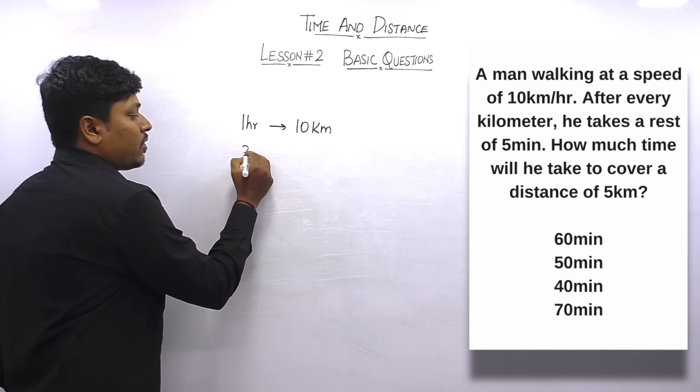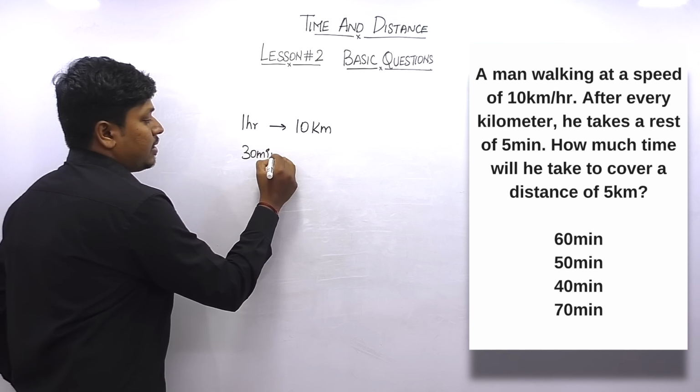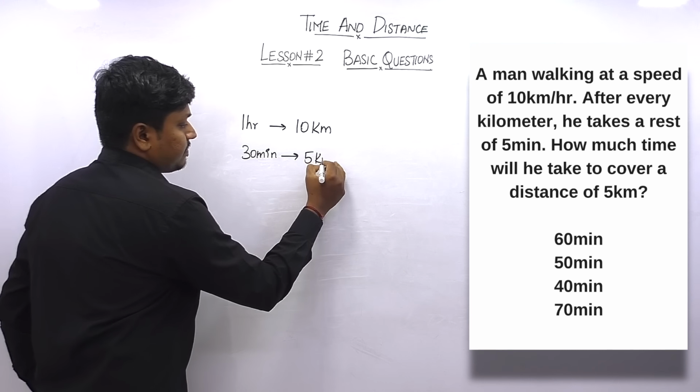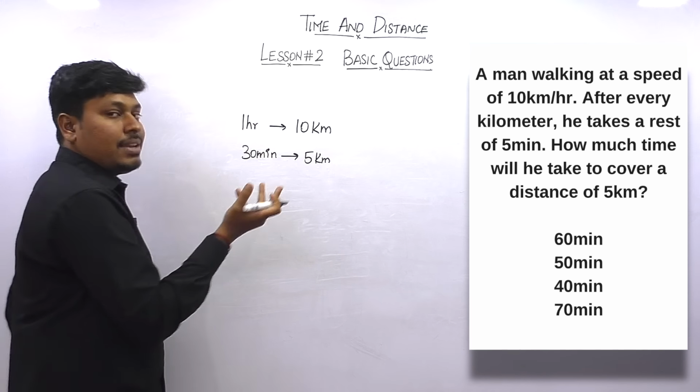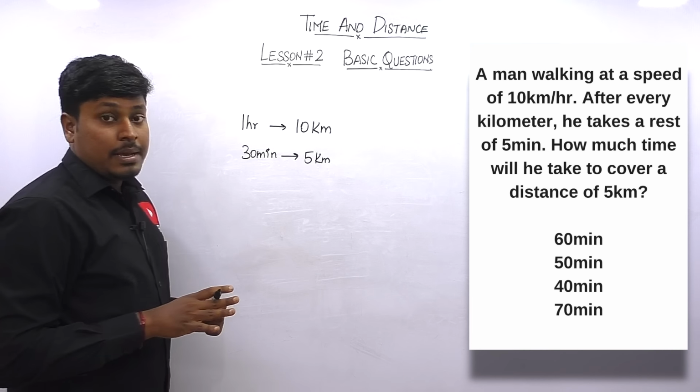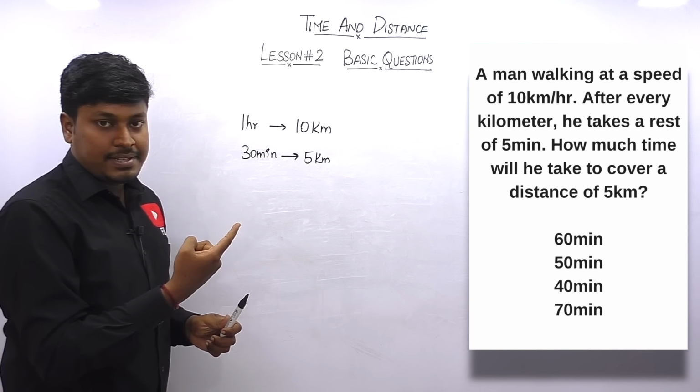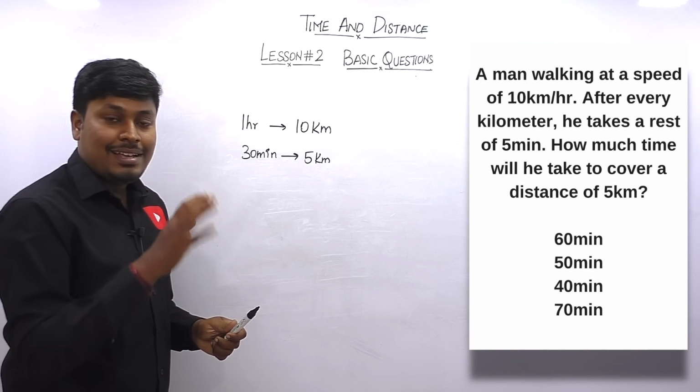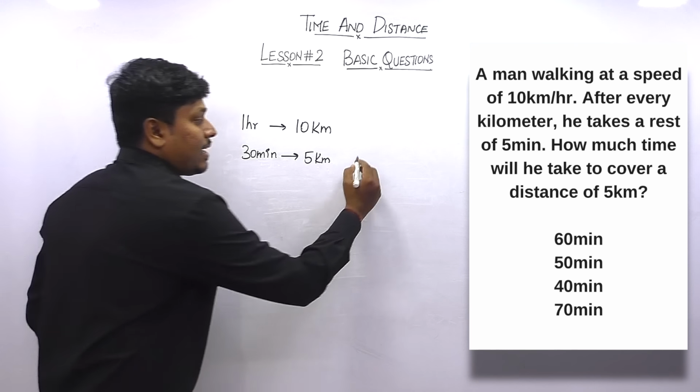So we can say that for half an hour, 30 minutes, he will travel 5 kilometers. Easy, right? If 1 hour is 10 km, what about half an hour? Half an hour, he will travel 5 kilometers. But what they are saying in another condition is that after every kilometer he is taking 5 minutes rest. Listen carefully.